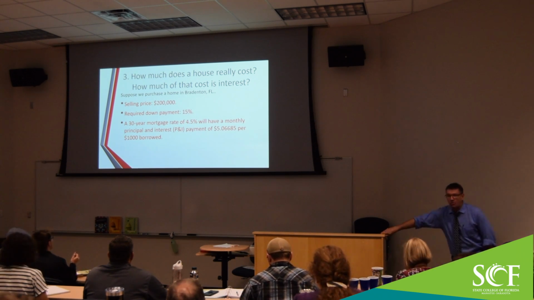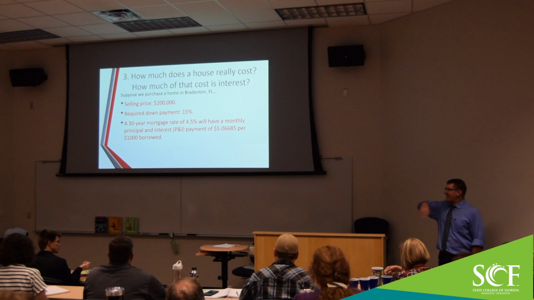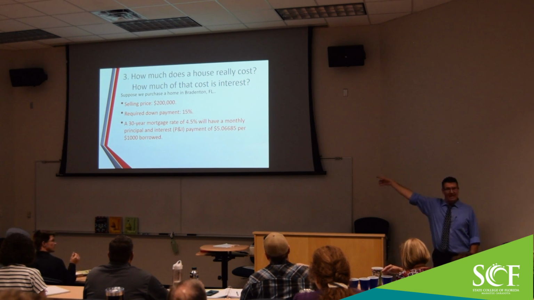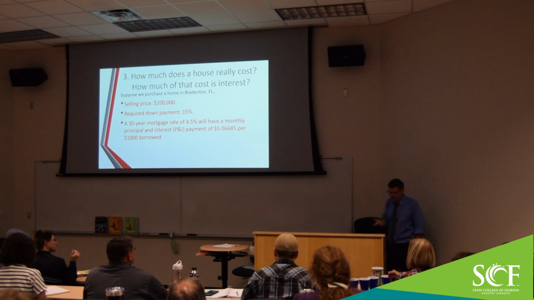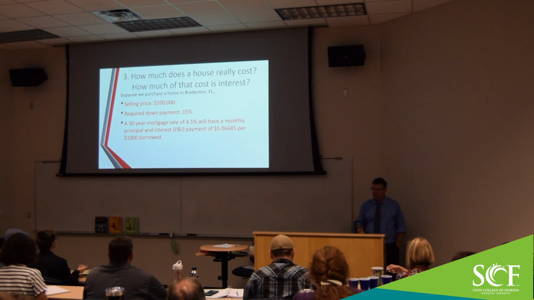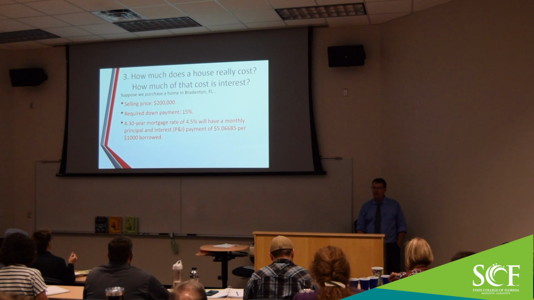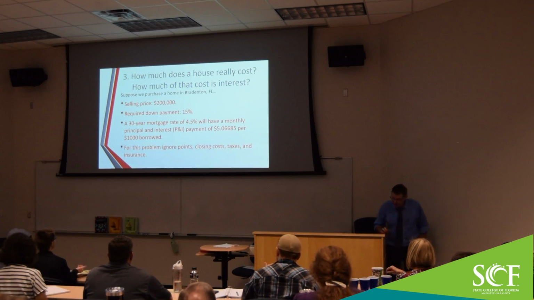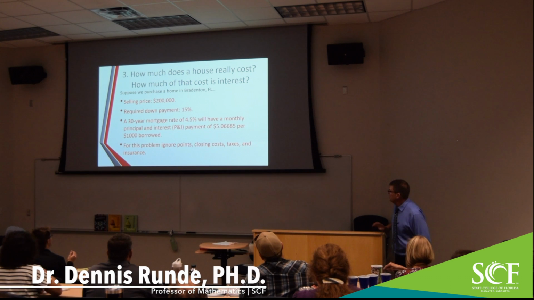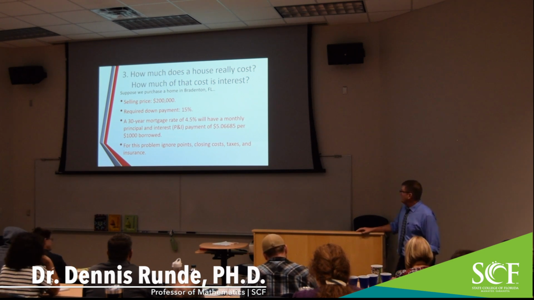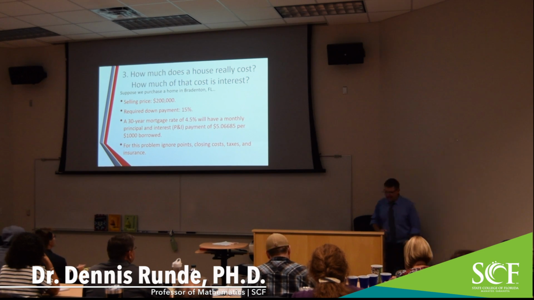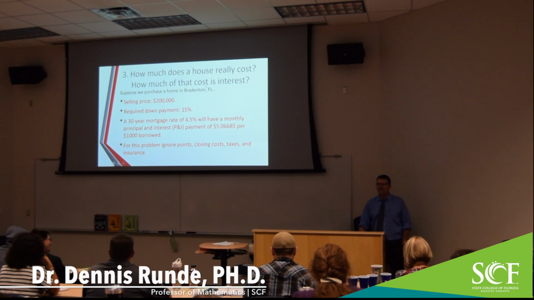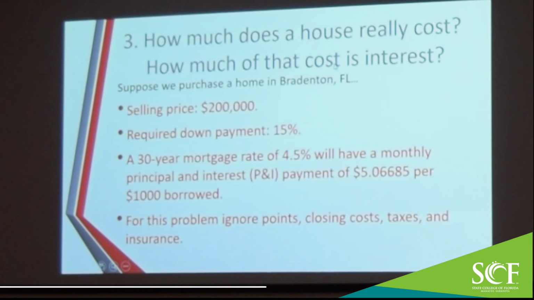$5.06685 per $1,000 borrowed. Now, I give this in the lower level classes, so then they don't have to worry about the heavier formulas that we can use in the upper classes. But this is a pretty nice problem. That's enough information right there. And then we do ignore for this problem points, closing costs, taxes, and insurance. It'd be really nice in life if we could avoid all those things too. But for this problem, to keep it simple, we'll ignore those things.